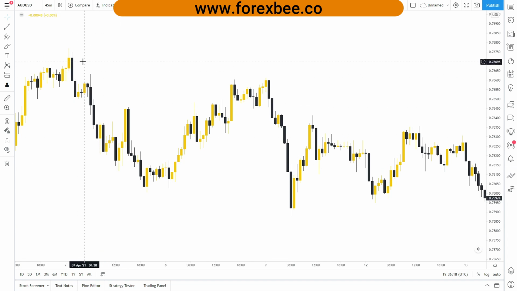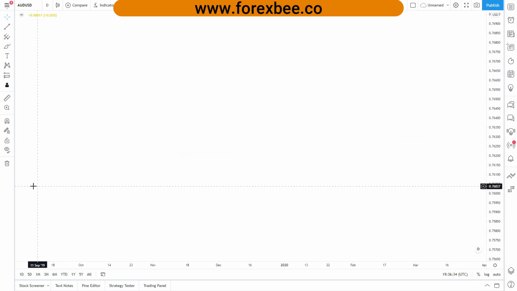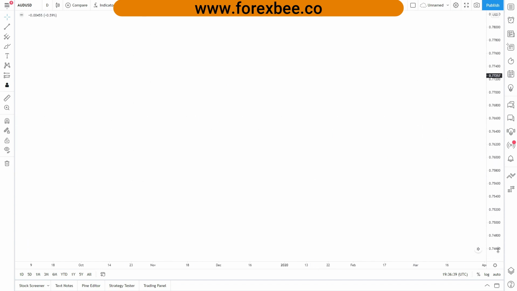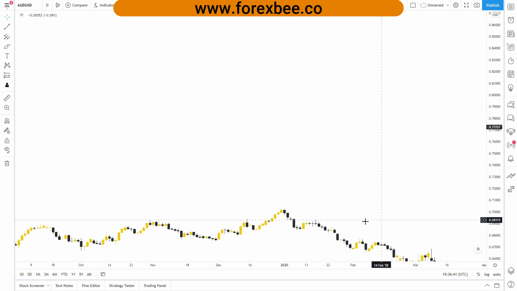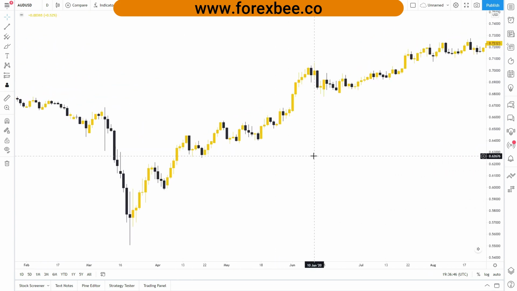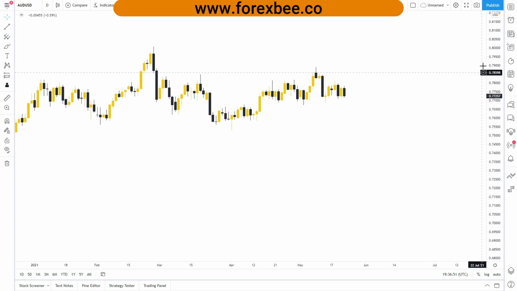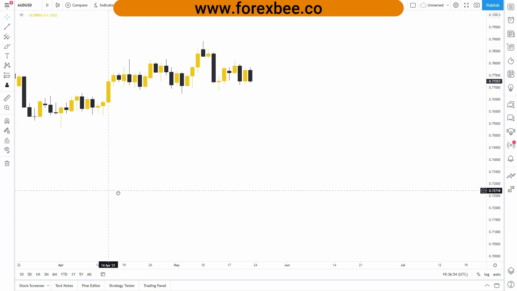So here I am in TradingView and I have opened up the AUD USD chart, and as you can see, I am right now in the 45 minutes time frame. The first thing that we need to do is change our time frame to a daily time frame, daily candles. After doing that, let me adjust the size of our candles so that they become more visible. So let me go towards here somewhere, and let me increase the size to increase the visibility.